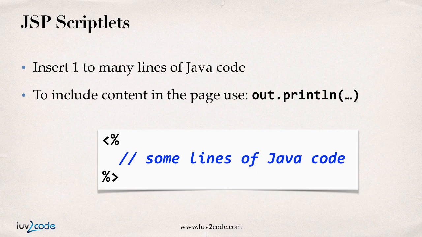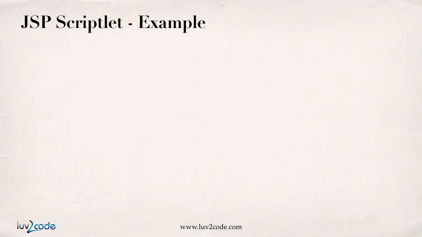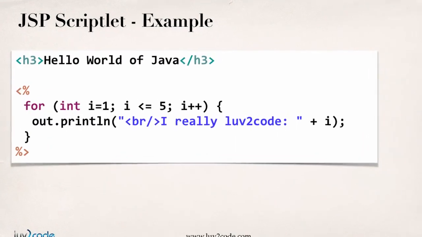And once you have this set up, then you can also include content in the page by making use of out.println. So the basic syntax is angle bracket %. You write your X number of lines of code and then %angle bracket. And that code will be executed top down when the page is processed. All right, so that's the background. Let's look at a code example.